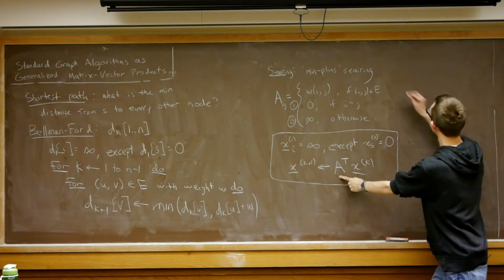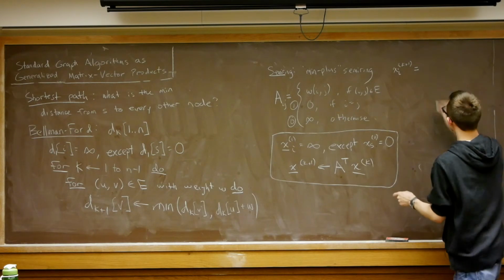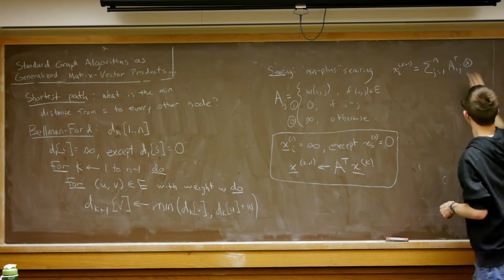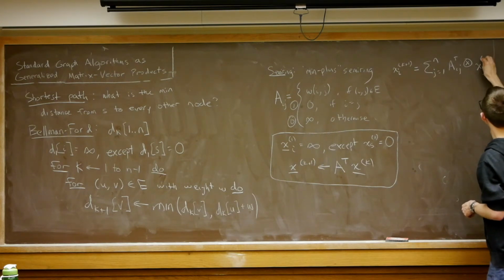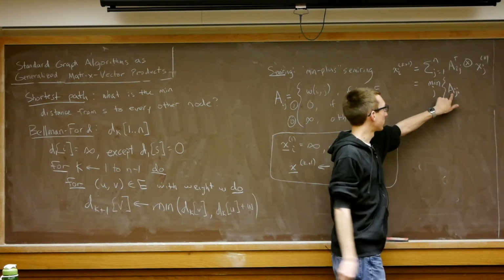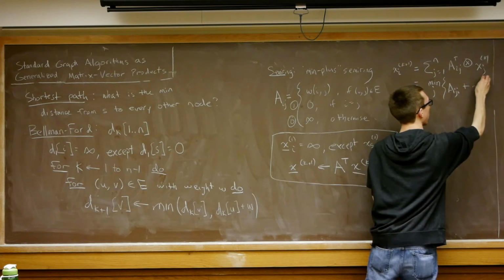So what does this mean? This means that the ith entry of x k plus 1 is going to be equal to the sum of A transpose ij times xj k, right? What does this mean? We could write it like that. But remember, the sum means minimum in this semi-ring, right? The minimum over all j. And then, yes, A transpose ij is just A ji. Multiplication we defined as plus, and then we get xj k.